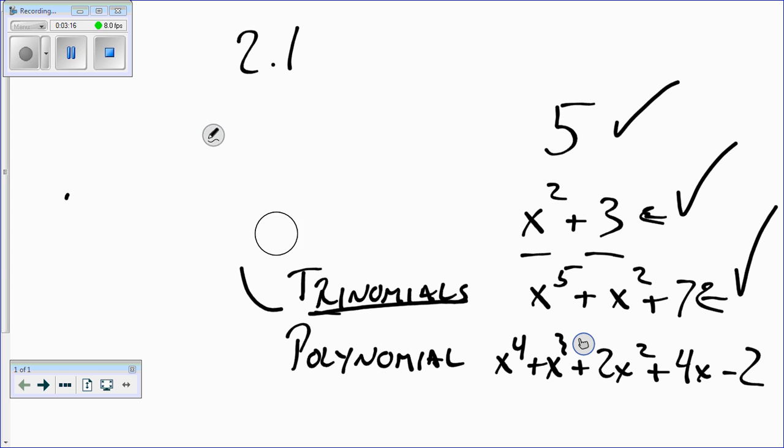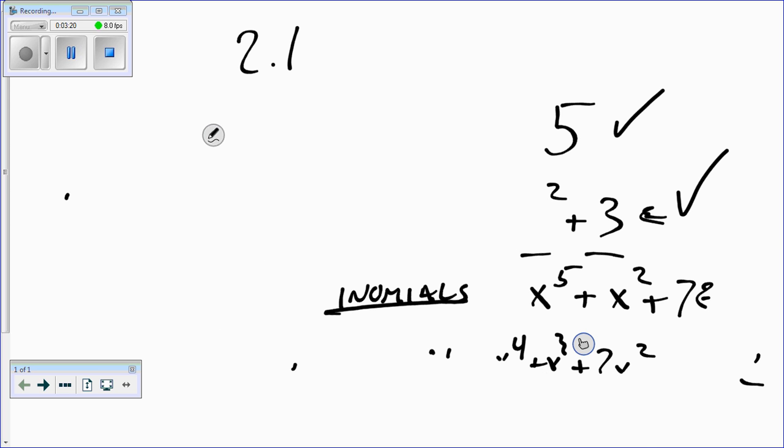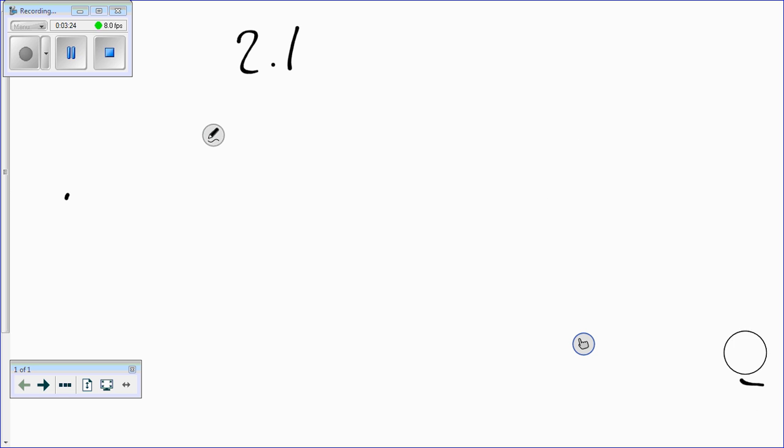A note on degrees. Oh, I forgot I can do the loop thing, right? And it never works. All right.